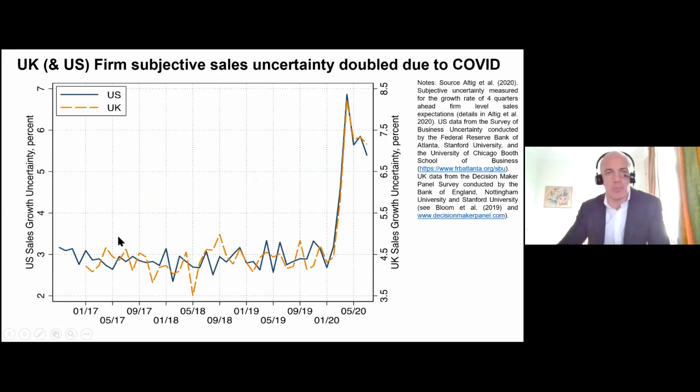Let me show you, for example, that there's a gigantic rise in sales uncertainty. So, I was talking about the first moment. Now I'm talking about uncertainty about the growth rate of sales over the next 4 quarters. This is not, by the way, asking them about uncertainty related to COVID. This is just asking them about the different scenarios for uncertainty. Then we construct the probability distribution on the basis of that, and then take the standard deviation of that.